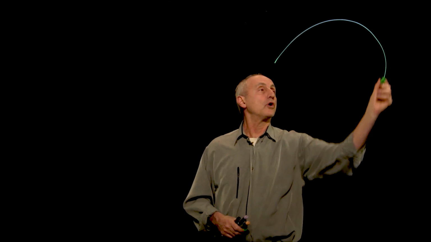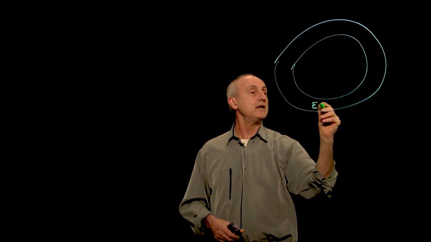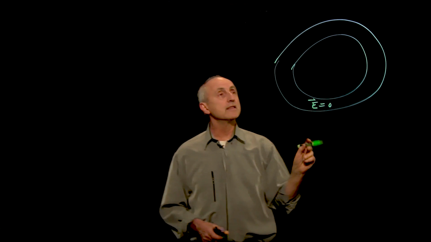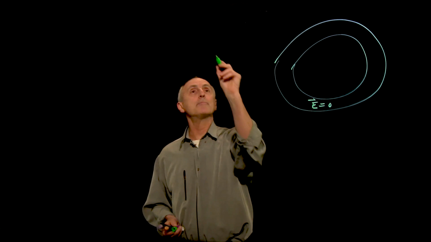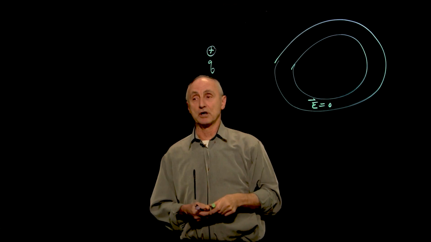Now that we've studied the properties in the interior metal of the conductor, let's look at what happens on the boundaries of the conductor. So again, we'll draw our conductor. We know that E is 0. And the first thing that we want to imagine is what would happen if we put a plus charge Q on the outside of the conductor.